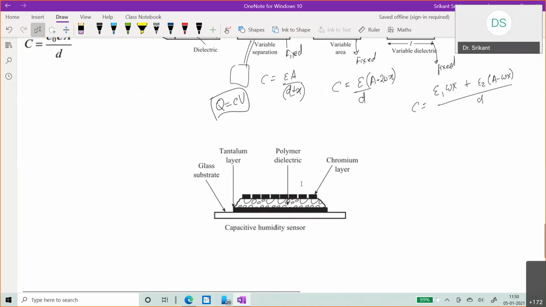So when I want to have a humidity sensor, the water molecules will interact with the polymer dielectric and change its dielectric constant. And because the dielectric constant changes, the overall capacitance changes and the voltage changes. So this is actually not a force transducer. This is more like a chemical transducer. It's changing the chemical energy of the dielectric material, and that is getting converted to electrical energy.